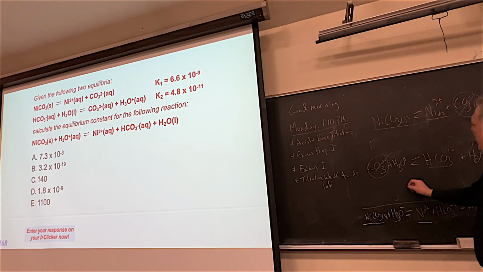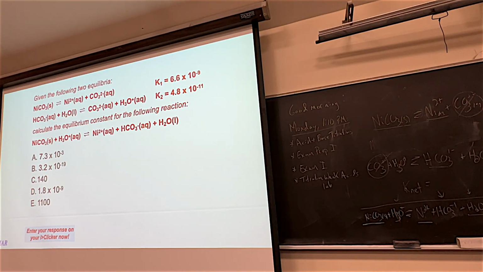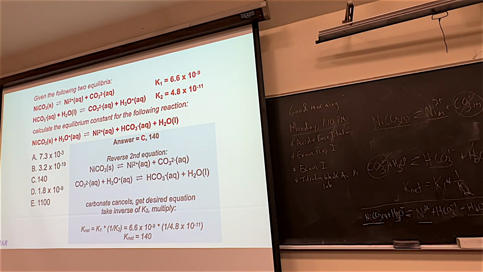So when you combine equations, the net K is just the K of the first one times whatever the K of the second one is. So what we're doing here is we're going to take K1 and multiply it by the reciprocal of K2. So it'll be 6.6 times 10 to the minus 9 times 1 over 4.8 times 10 to the minus 11. Or you could just go 6.6 times 10 to the minus 9 divided by 4.8 times 10 to the minus 11. But either way, if you do all that, it comes out to be 140, all right? And so this is a product-favored reaction.